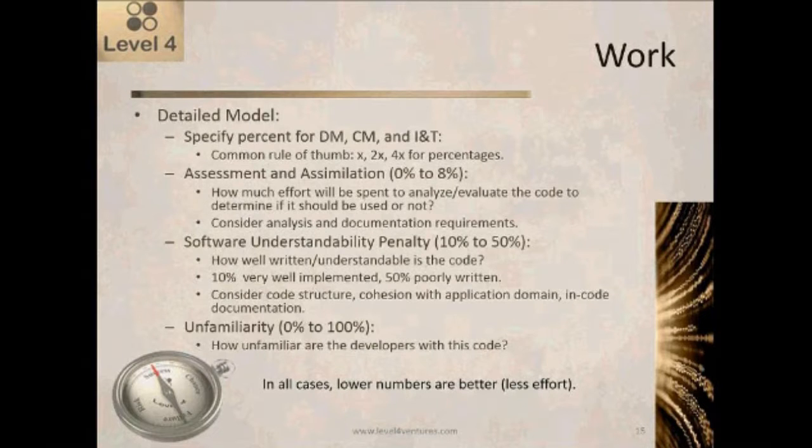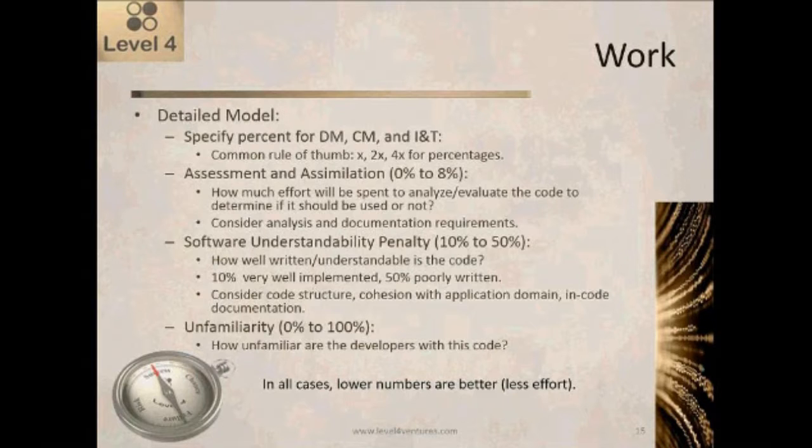The last category that we can use is called the detail model. So in the column, we would pick detail model, and then we have the supporting columns off to the right. And there, we're going to be setting 6 variables. The first thing we're going to be doing is setting the design modification and the code modification and the integration and test %. Those are the 3 variables that we've been working with so far. Those are the only 3 variables that we're using in the simplified model.